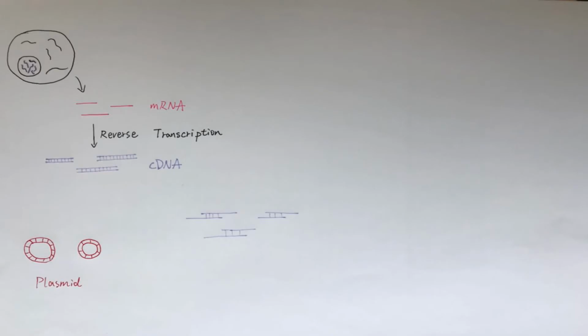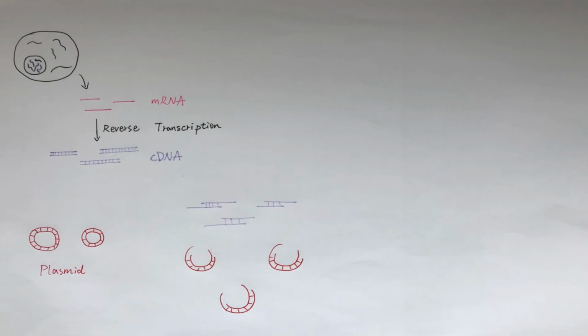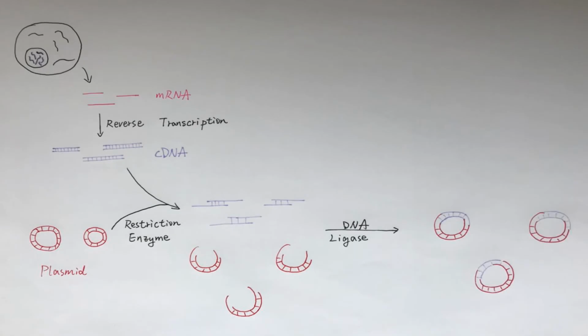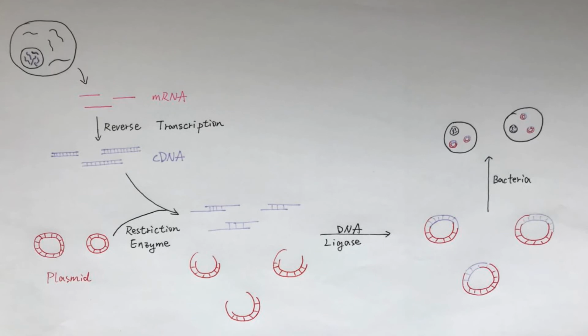So we are going to cut up the cDNA and cut up the plasmid, and we are going to have overhangs that are complementary. Then we add DNA ligase. It will create a phosphodiester bond between the cDNA and the plasmid pieces. And finally, we will get the cDNA inserted into our plasmid. The next step, of course, is getting the plasmid into the bacteria.